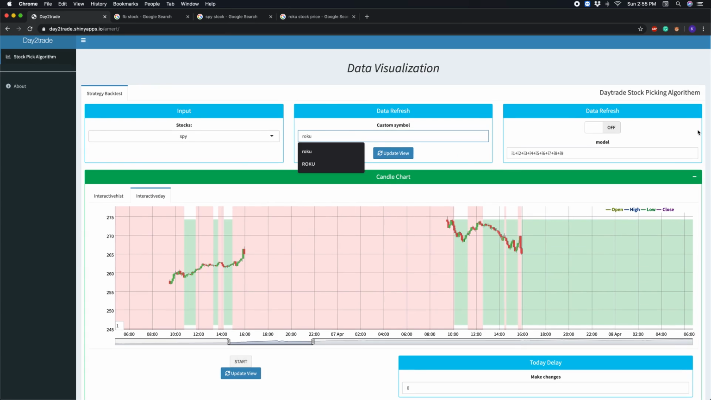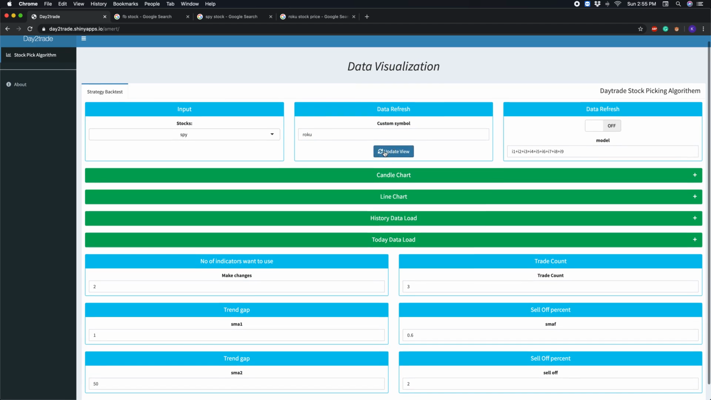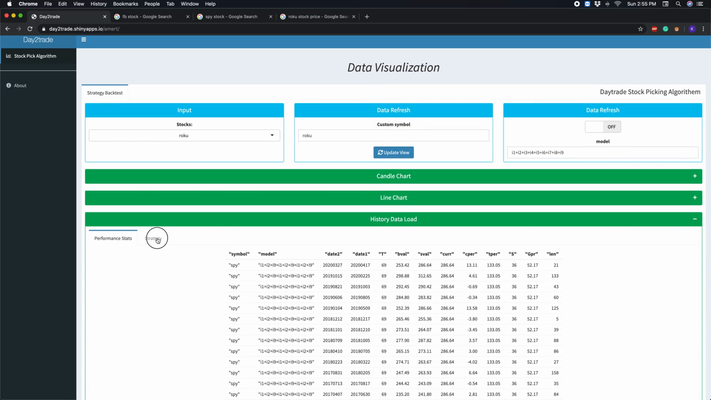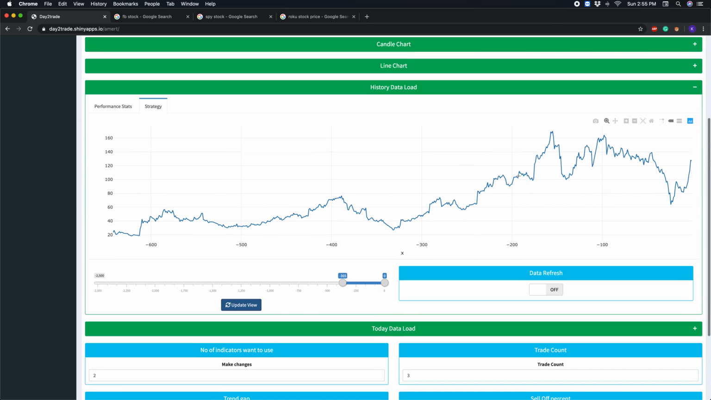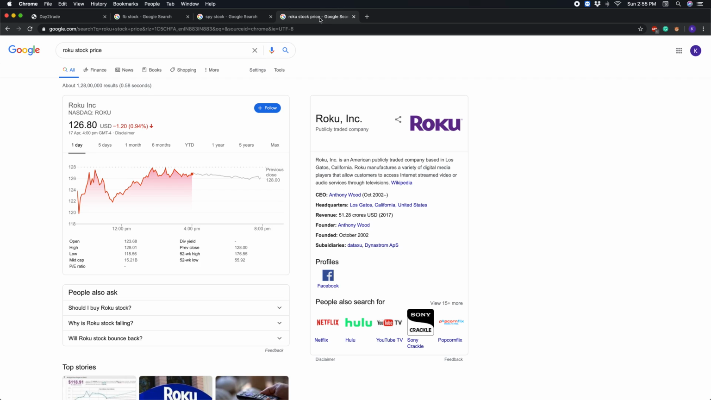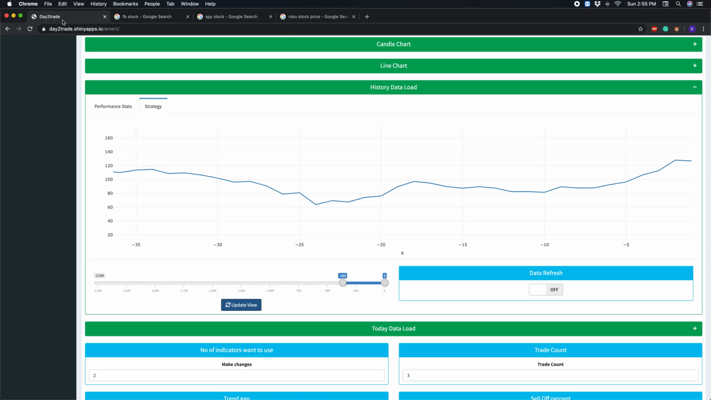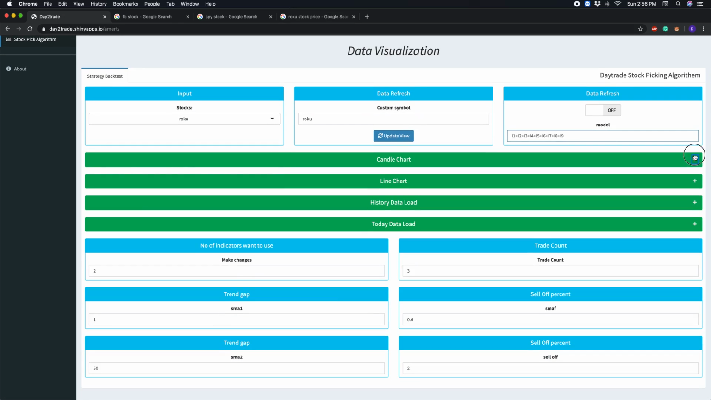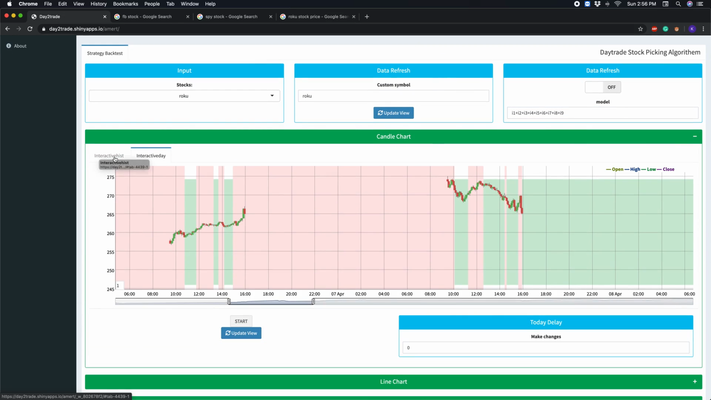Roku. Okay, I want to close this and open Roku. Once you load the stock, we'll open the history load and it will come like this. Roku has a decent profit in recent days, which is 126.80.